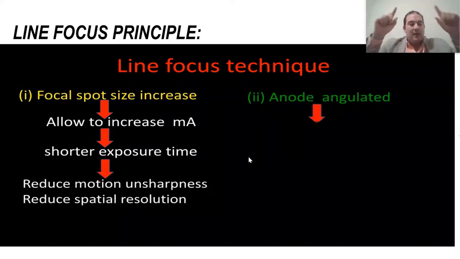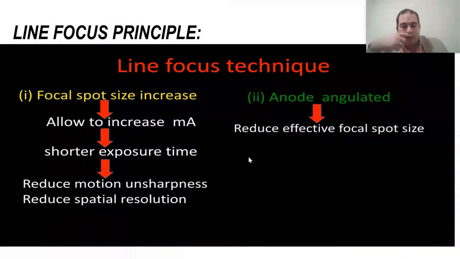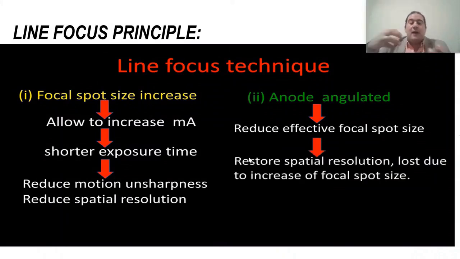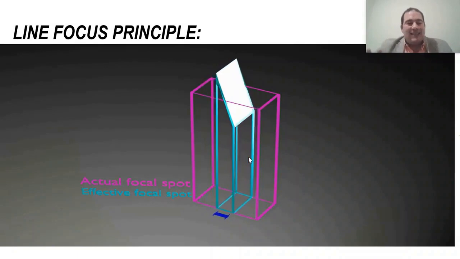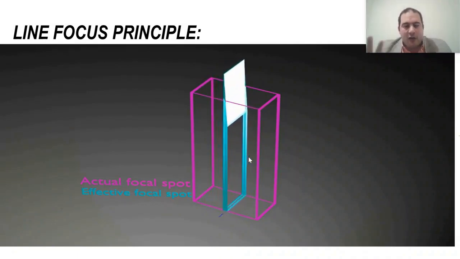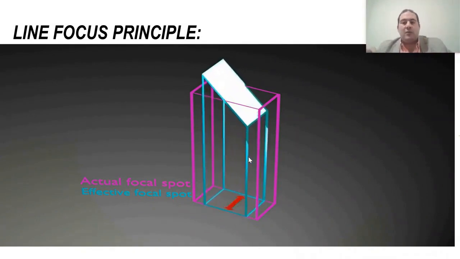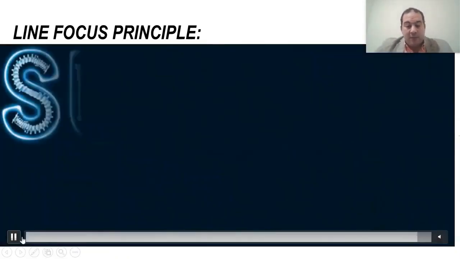Now, should this be a problem with angulation? Because it will reduce the effective focal spot size. It will decrease the effective focal spot size and restore the part of spatial resolution that was lost due to the increase in focal spot size, compensating for it with the part from angulation. I think this segment will be understood because I searched for this video until I found it, which explains the relationship between actual focal spot size and effective focal spot size. But this depends on the coverage of the area, of course.